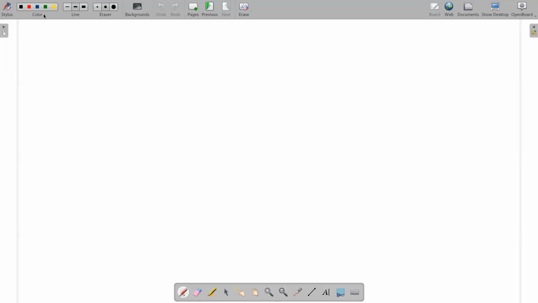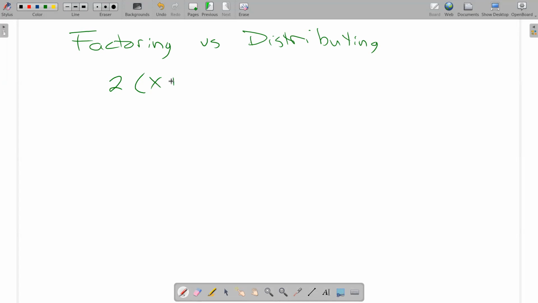All right, so factoring is the opposite of distributing. For example, if I had something like 2 times x plus 3, you may recall that in a previous math class you learned that you can multiply through that and rewrite it as 2 times x, plus 2 times 3, or 6. When I go in that direction, that's called distributing. If I go the other way, that's called factoring.